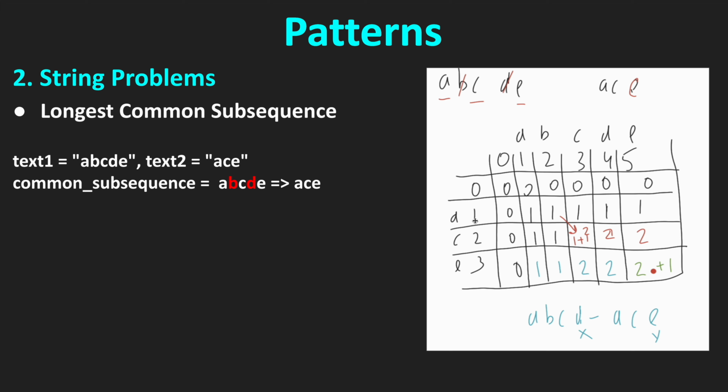So for example, first we are solving the problem for A and A. If A is equal to A, then we are adding 1 here, right? So then we are comparing. How about A and B? A is not equal to B, so we are taking the value from here. At this point, for A and B, we are going to take whatever the highest value is, which value is bigger, either from the left or from the top, right?